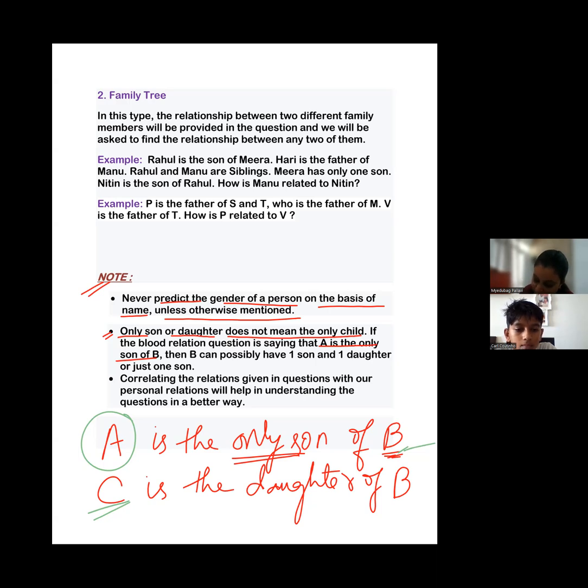Third point is that it always becomes easier to solve the question if we can correlate that relation to ours. We can always visualize ourselves at that place and correlate those relations with ours. Correlating the relations given in the question with our personal relations will help in understanding the question in a better way. You can try this out. Understood this much?